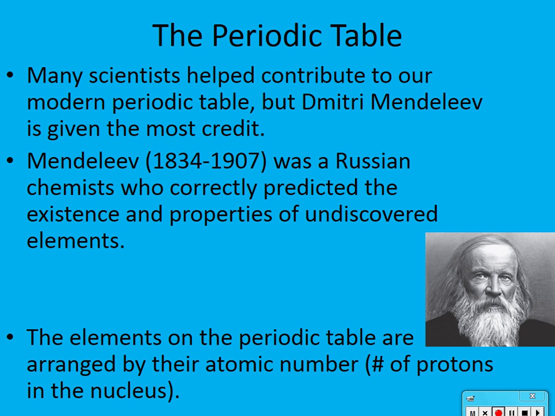Okay, the elements on the periodic table are arranged by their atomic number, which is the number of protons, right? So Ruben, how many protons does oxygen have? 9 or 6? Jared, help him out. 8. Oxygen is on the periodic table, its atomic number is 8. That means it has 8 protons. Okay? Nate, how many protons would sodium have? 11. Its atomic number is 11. So again, remember, the atomic number is the number of protons found in its nucleus.